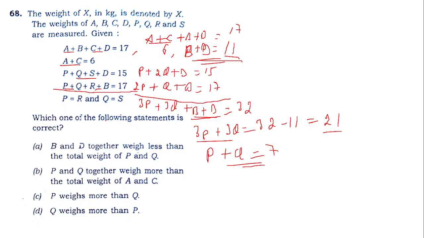So let us look at the options now. B and D together weigh less than the total weight of P and Q. B and D are 11, but P and Q is 7. So this is not correct. Option 2: P and Q together weigh more than A and C. A and C is 6, P and Q is 7. So option B is the right answer. That's it.